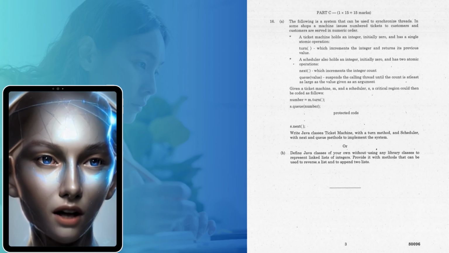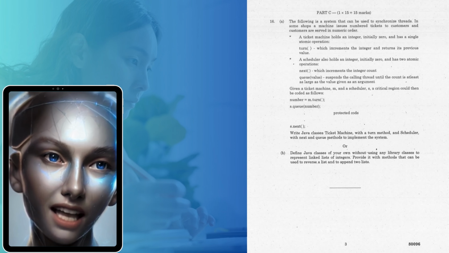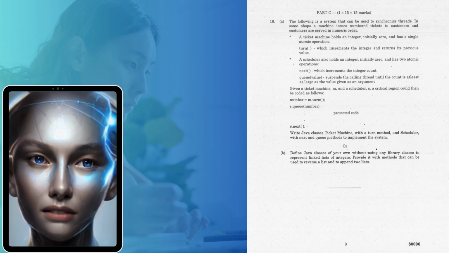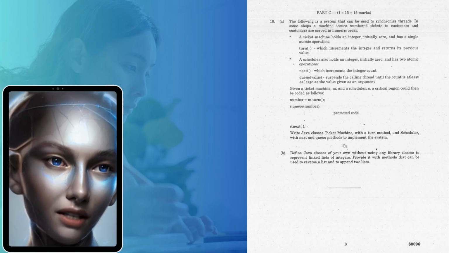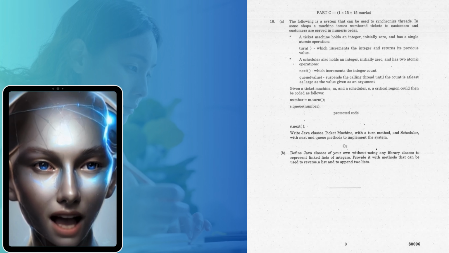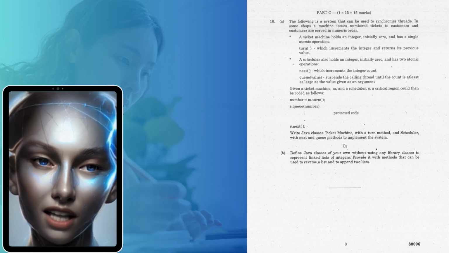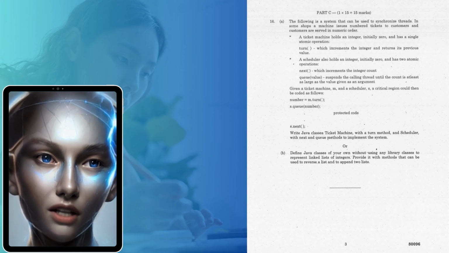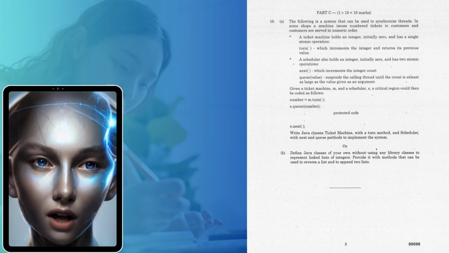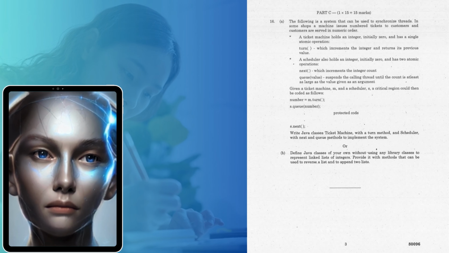Part C, 15 marks. 16. A. The following is a system that can be used to synchronize threads. In some shops, a machine issues numbered tickets to customers and customers are served in numeric order. A ticket machine holds an integer, initially 0, and has a single atomic operation, turn, which increments the integer and returns its previous value.